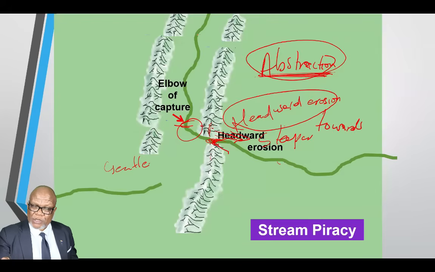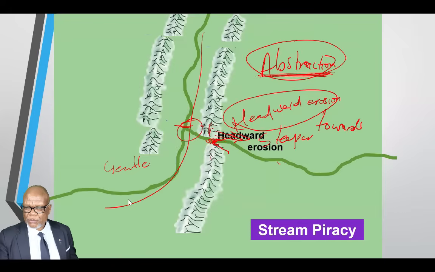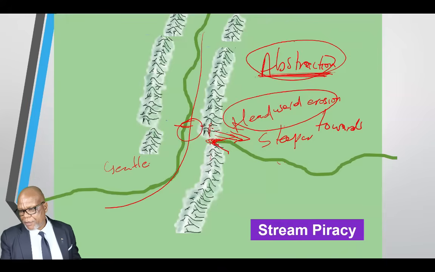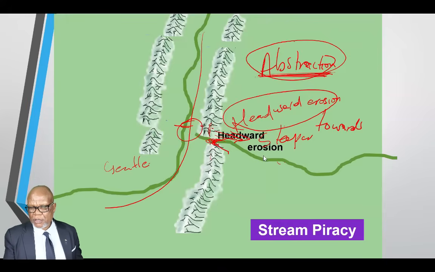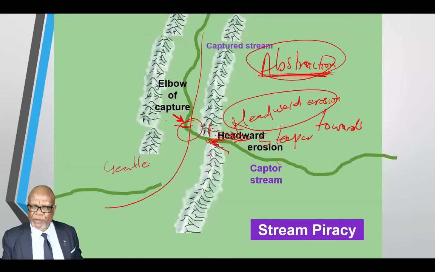Headwaters is the water from the source. This river is flowing from that direction, going in this direction. But now, because this one has a steeper gradient, once it joins, water is no longer going to go that way because it's gentler there. It's going to go this way because it's steeper. Then you have this point that we call the elbow of capture.